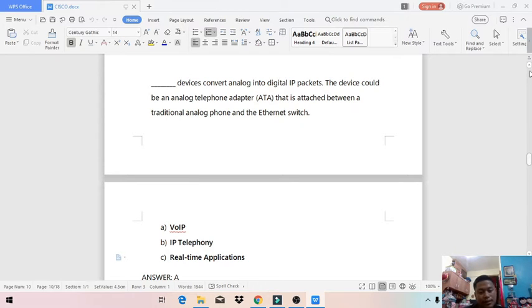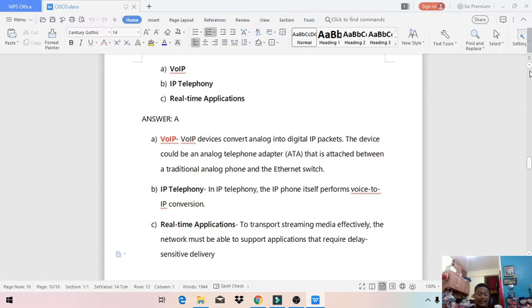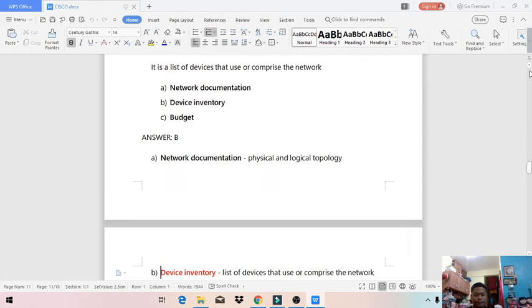So the next is: blank device converts analog into digital IP packets. The device could be an analog telephone adapter, or ATA, that is attached between a traditional analog phone and the Ethernet switch. So letter A is IP telephony, a real-time application. Letter A is the correct answer because in IP telephony the IP phone itself performs the voice-to-IP conversion. A real-time application is a transport for streaming media. Effectively, the network must be able to support applications that require delay-sensitive delivery.